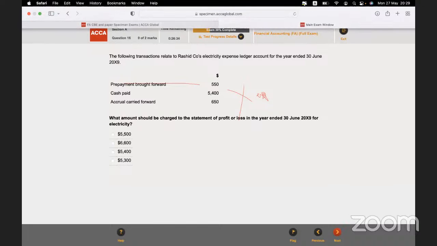Okay, so once again, another question from accruals and prepayments. You have to prepare the T account and find the missing figure. Just try this one, guys.